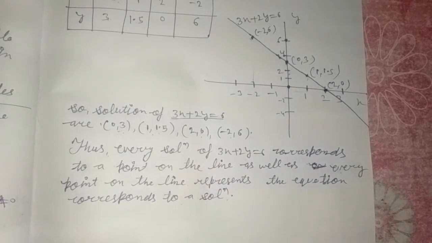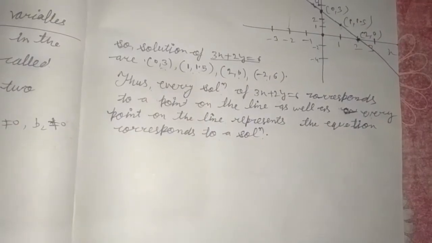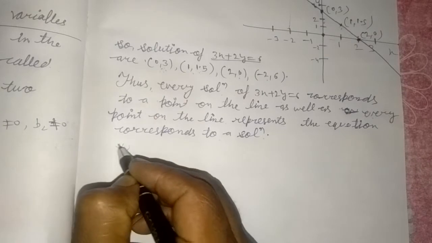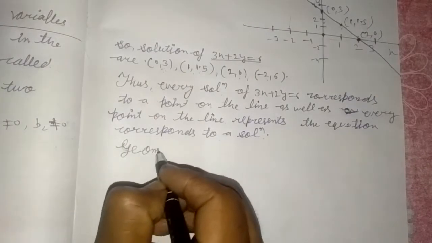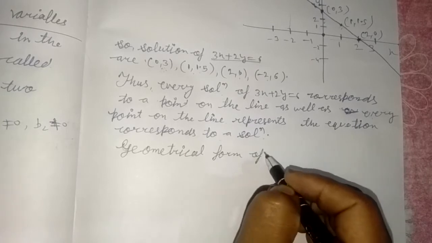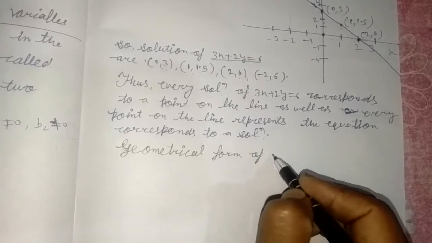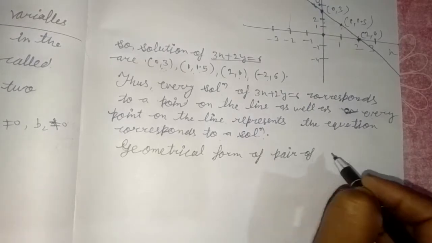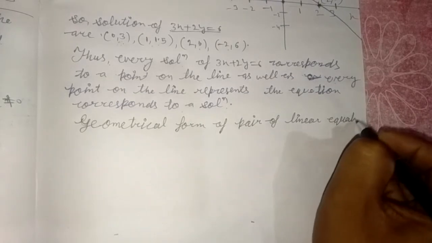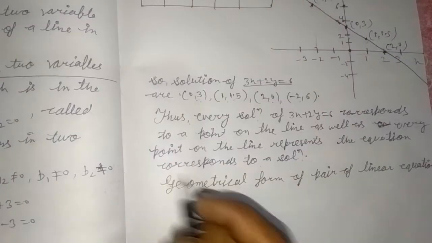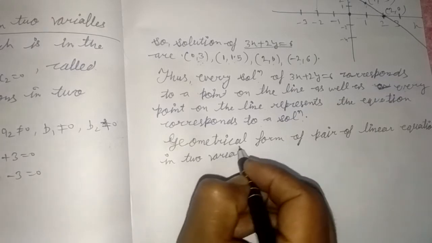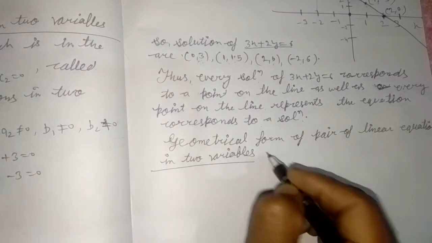So our next heading will be geometrical form of pair of linear equations in two variables. Okay, this is our next heading.